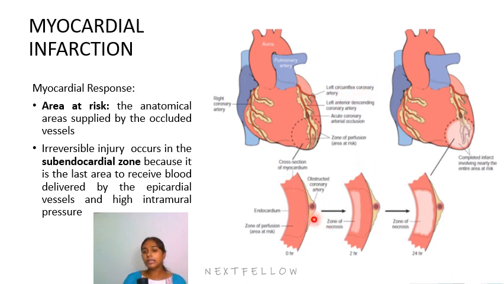So these three main vessels are present in the epicardial zones, so the blood supply will occur from the epicardium to the endocardium. The endocardium is the last area to receive the oxygenated blood. So irreversible injury most commonly occurs in the subendocardial zones, because this is the last area to receive the blood from the epicardial vessels, and there will be a high intramural pressure. So irreversible injury is most commonly seen in the endocardium.